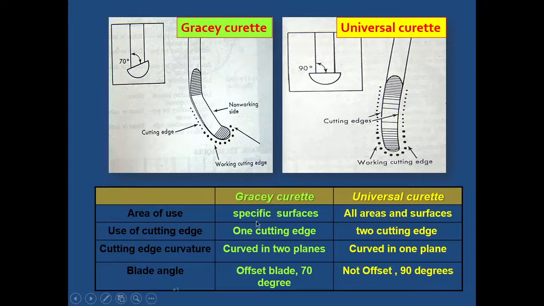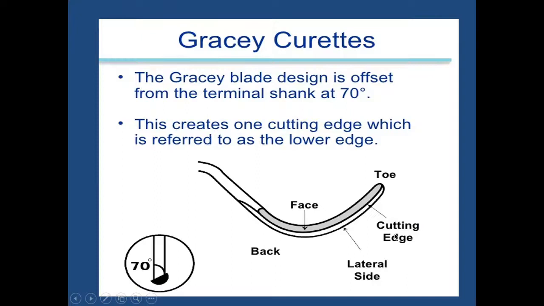This is used for a specific surface. This universal is used for all surfaces. The Gracey has one cutting edge. This has two cutting edges. The cutting edge curvature of the universal is curved in two planes. This is curved in one plane. The blade angle is offset, 70 degrees. This has no offset, 90 degrees.